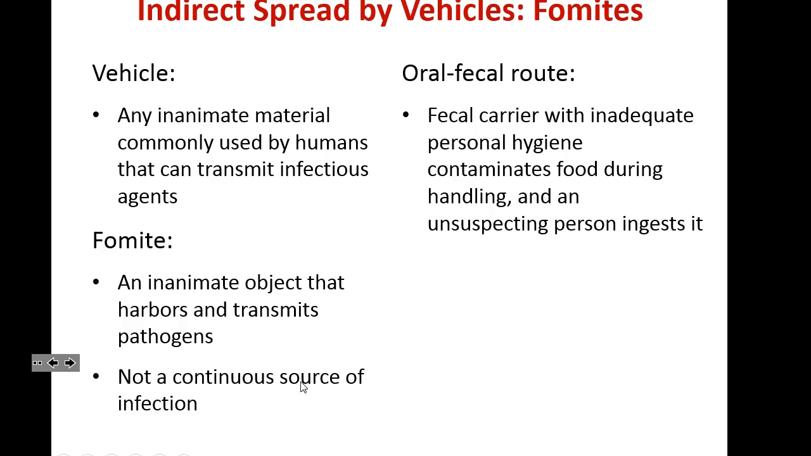Indirect spread by vehicles, fomites. A vehicle is any inanimate material commonly used by humans that can transmit infectious agents. A fomite is an inanimate object that harbors and transmits pathogens. It's not a continuous source of infection. Then we have that old famous fecal-oral route. The fecal carrier with inadequate personal hygiene contaminates food during handling, and an unsuspecting person ingests it.